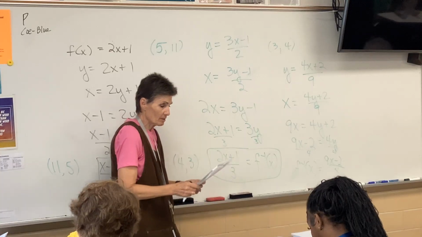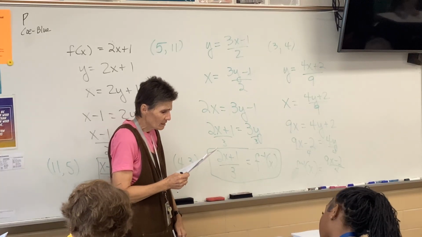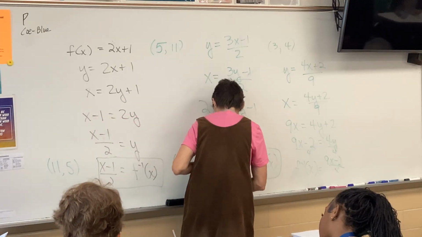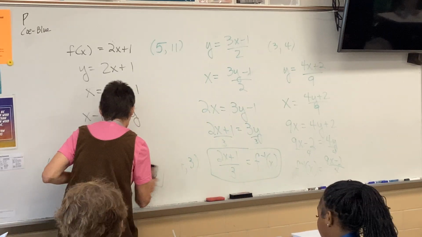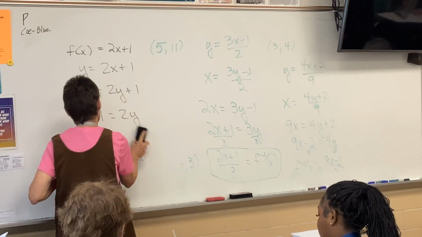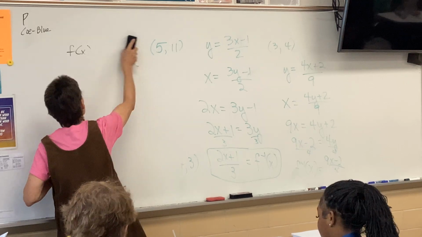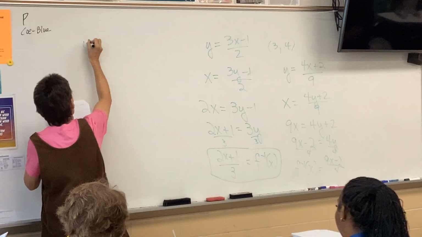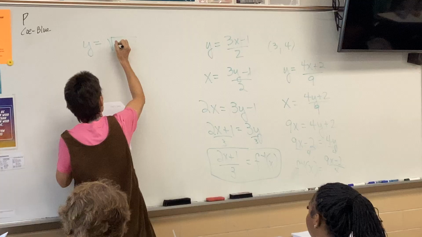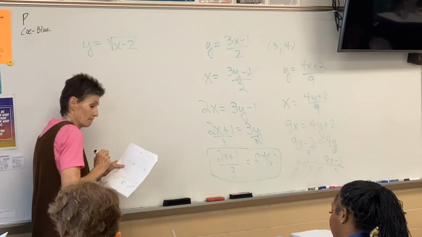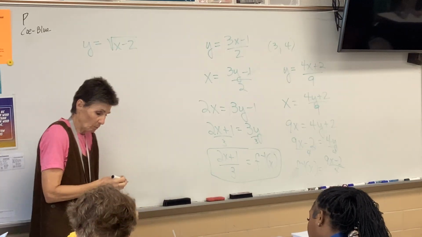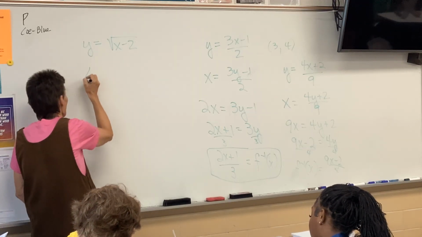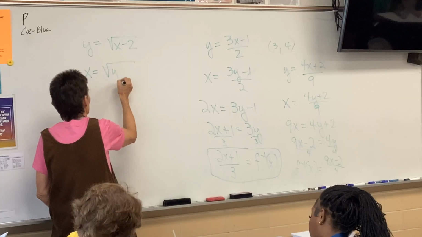Now we were just starting to get kind of a handle on it, and then we ran into D. D looks a little different, doesn't it? But we're gonna do exactly the same thing. So I'll start by changing to y. So here we go. Here's my problem. And then what will I do next? Switch them. So x equals the square root of y minus 2.